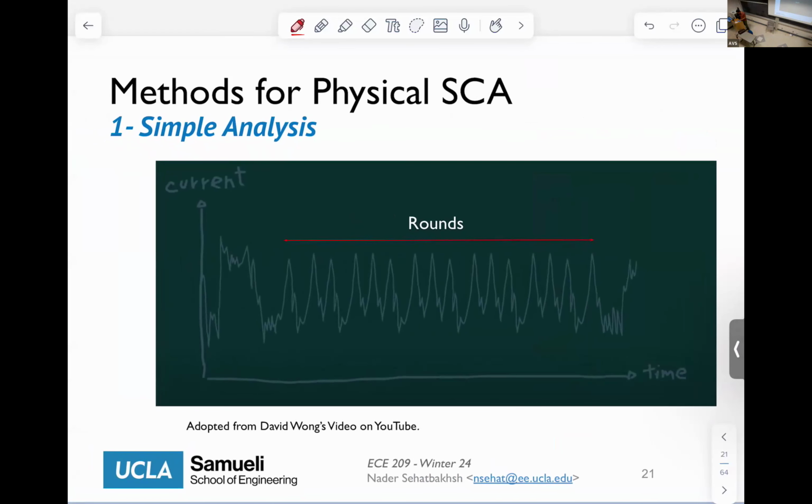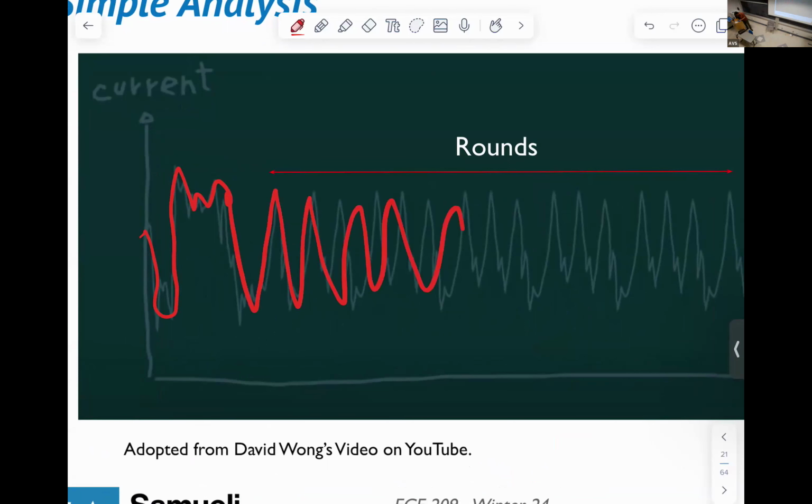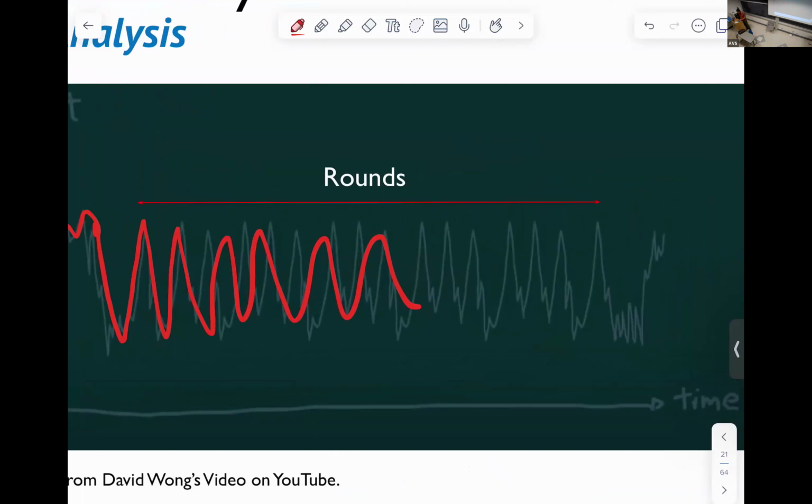I'm not sure if triple does or AES. Anyway, one of the symmetric key algorithms. And as you can see, again, the signal. I'm not sure how well you can see it, but the signal looks something like this, and this is the part that is showing here.